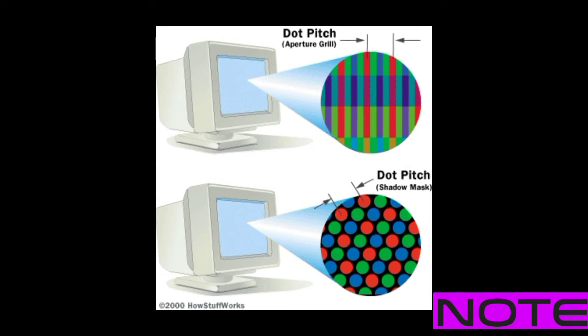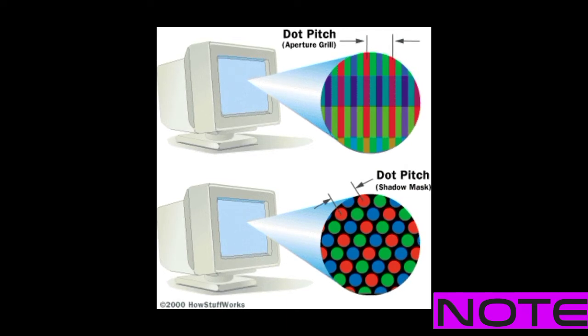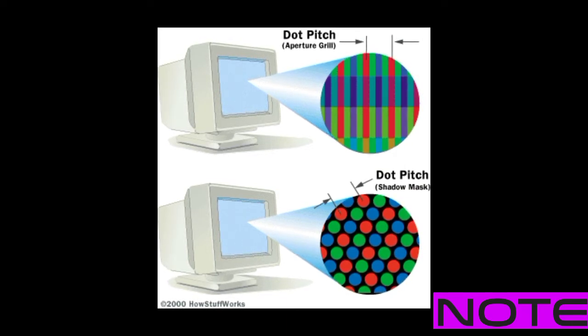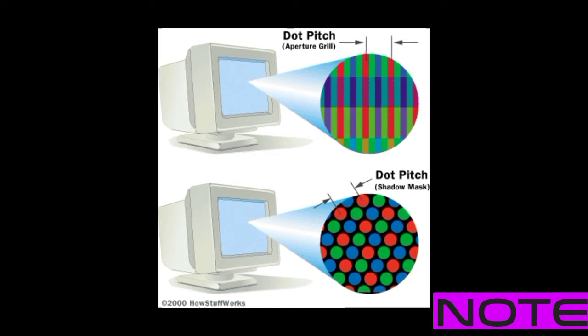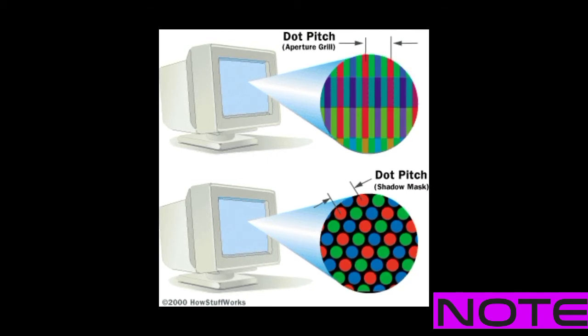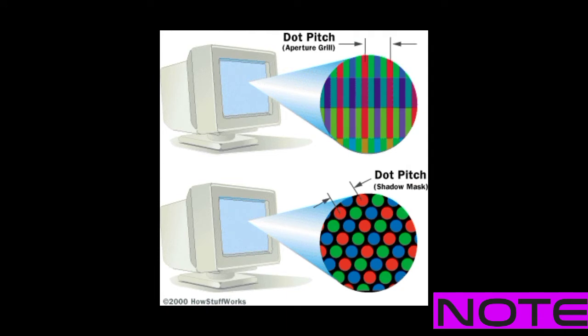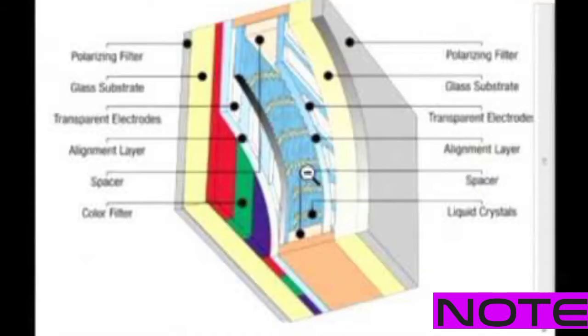A cluster of three dots for the color red, green, and blue together form a pixel. It is the smallest unit of a picture element on the screen. The color and brightness of a pixel is controlled by adjusting the intensities of the electron guns. The resolution of a screen depends on how close the pixels are placed.